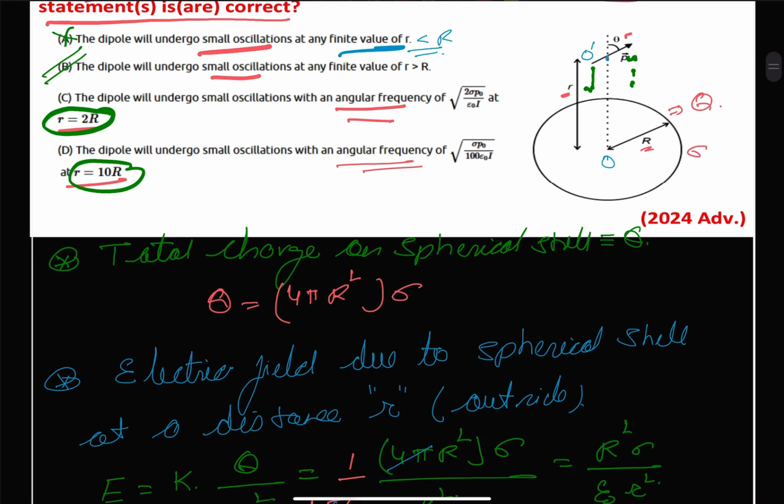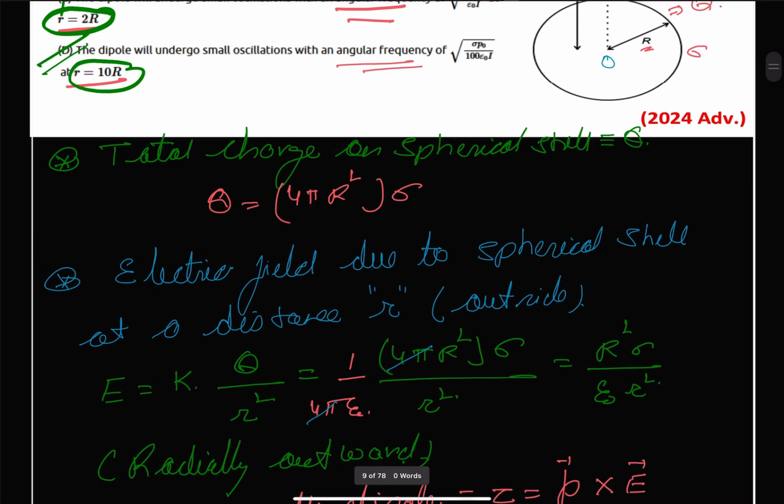So C is incorrect and D is correct. Next question.